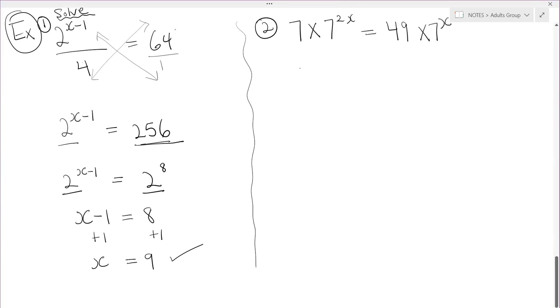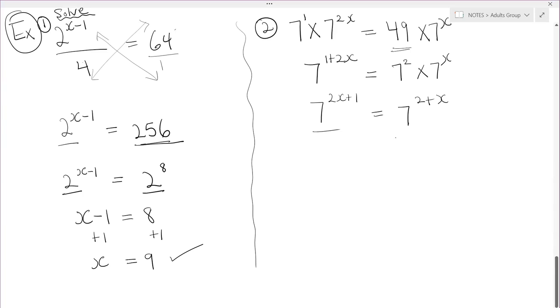Remember the rules. This is to the power of 1. Once you have two same bases, you add the powers. So that will be 7 to the power of 1 plus 2x, or 2x plus 1, anyone, which is equal to 49 by 7 to the power of x. I could put 49 in a base of 7 to work it out. So that will be 7 squared by 7 to the power of x. So that will still be 7. I'm just going to put 2x plus 1, which will be 7 to the power of 2 plus x.